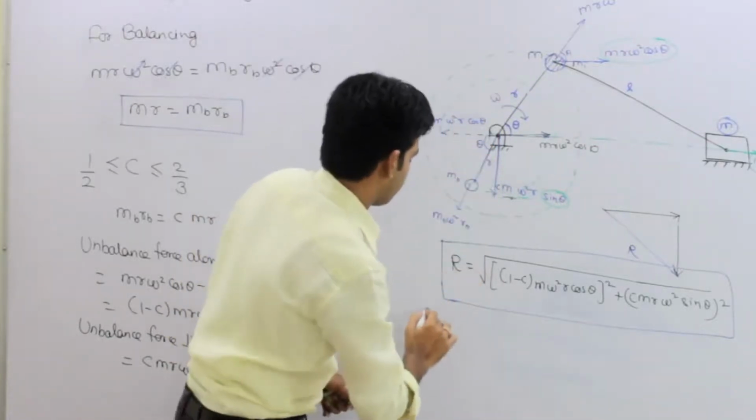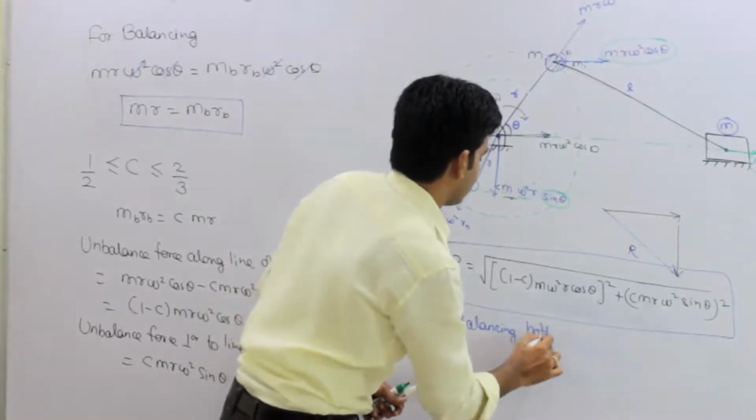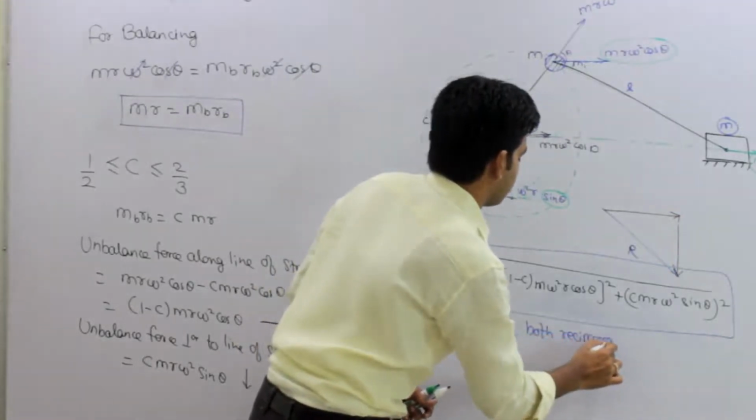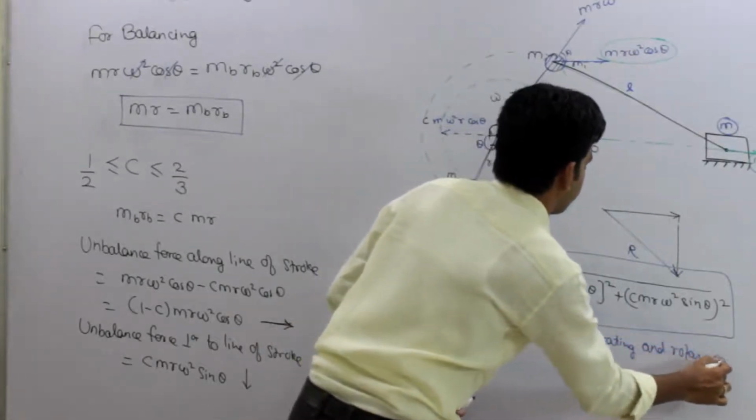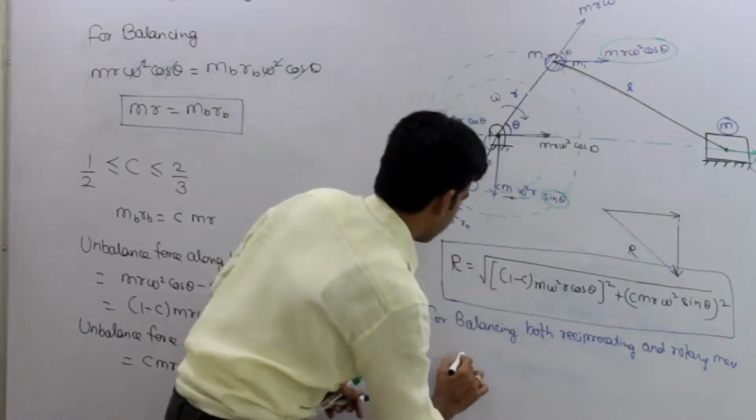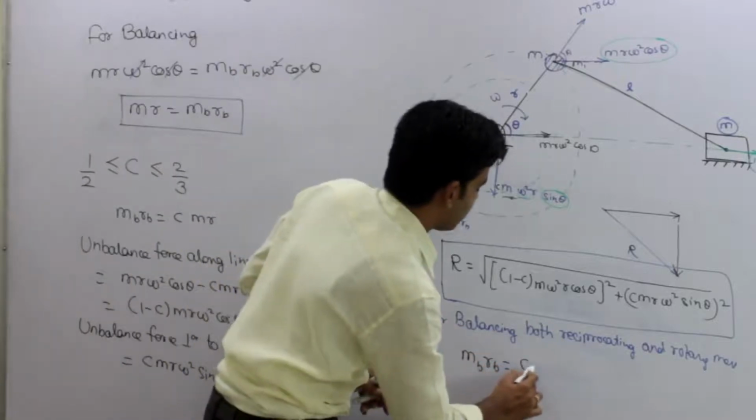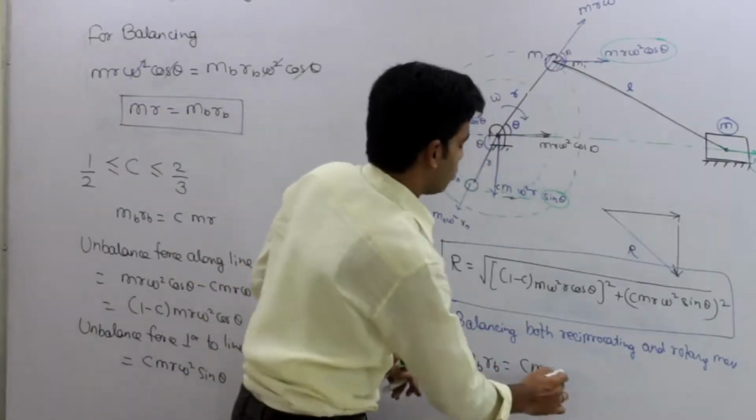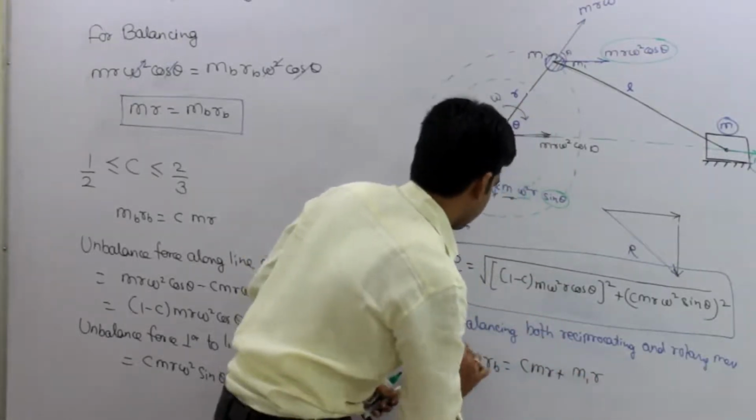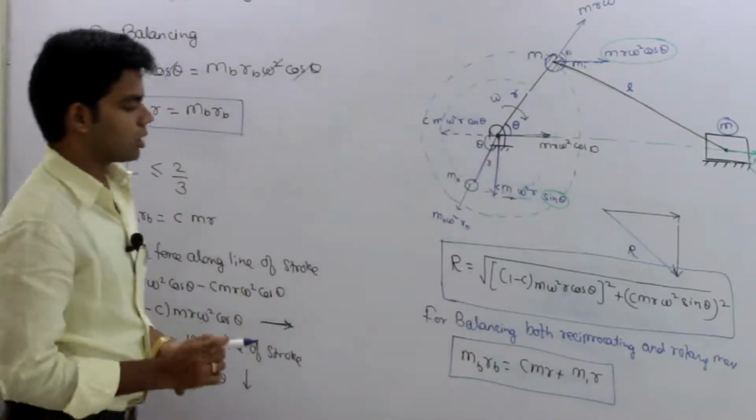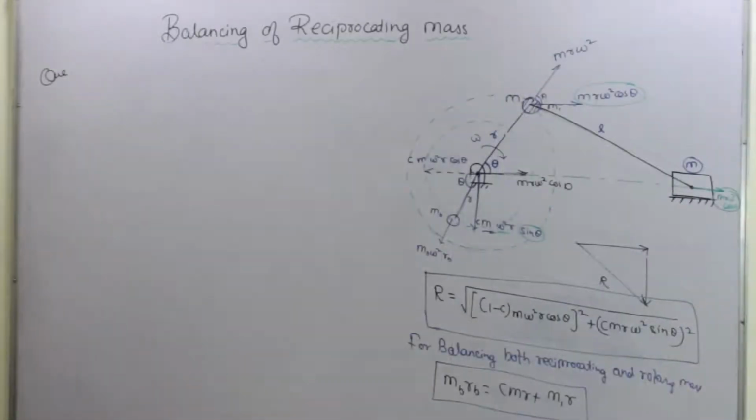So for balancing both reciprocating and rotary mass, what will be the condition for that? For that, mb into rb will be equal to a part of reciprocating mass is balanced, c m into r, plus full rotary mass is balanced, m1 into r. So this is the condition when we have to balance both rotary as well as reciprocating mass. Getting this now? Okay, so we will solve one question related to this topic.